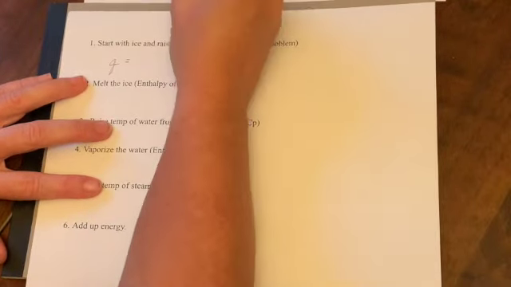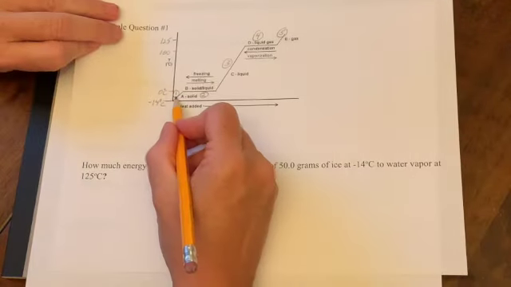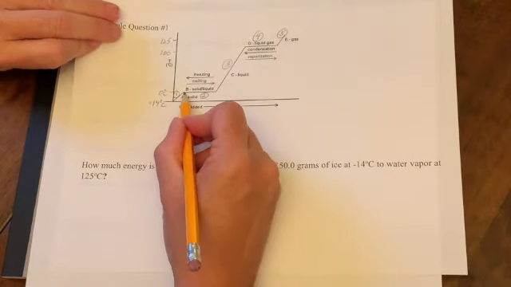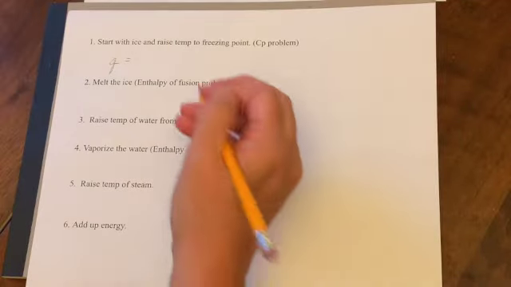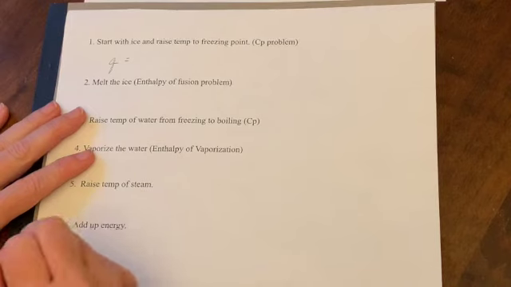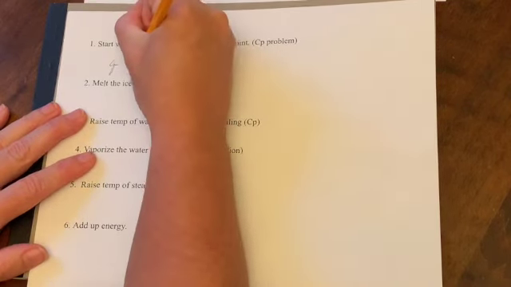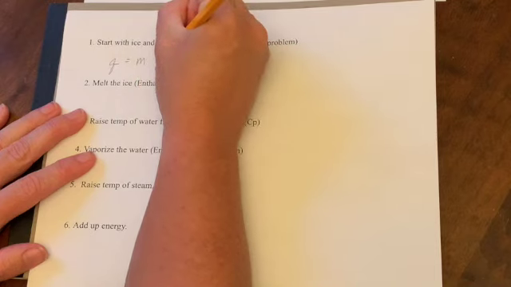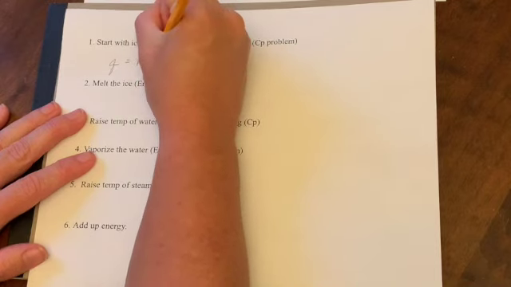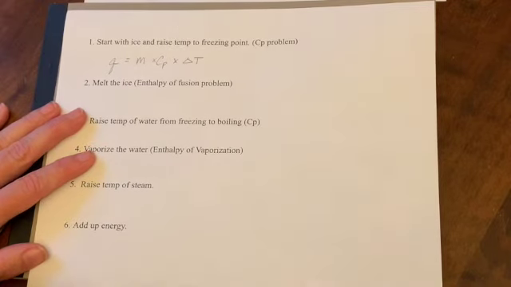Okay, so this part of our graph, if I bring our graph back here, this is the number one part. So we're going from -14 up to 0. This is a change in temperature, which means we're going to be using the specific heat equation, remember that we used last time. That is Q is equal to the mass times the specific heat times the delta T. That's going to be our equation anytime we do a change in temp.